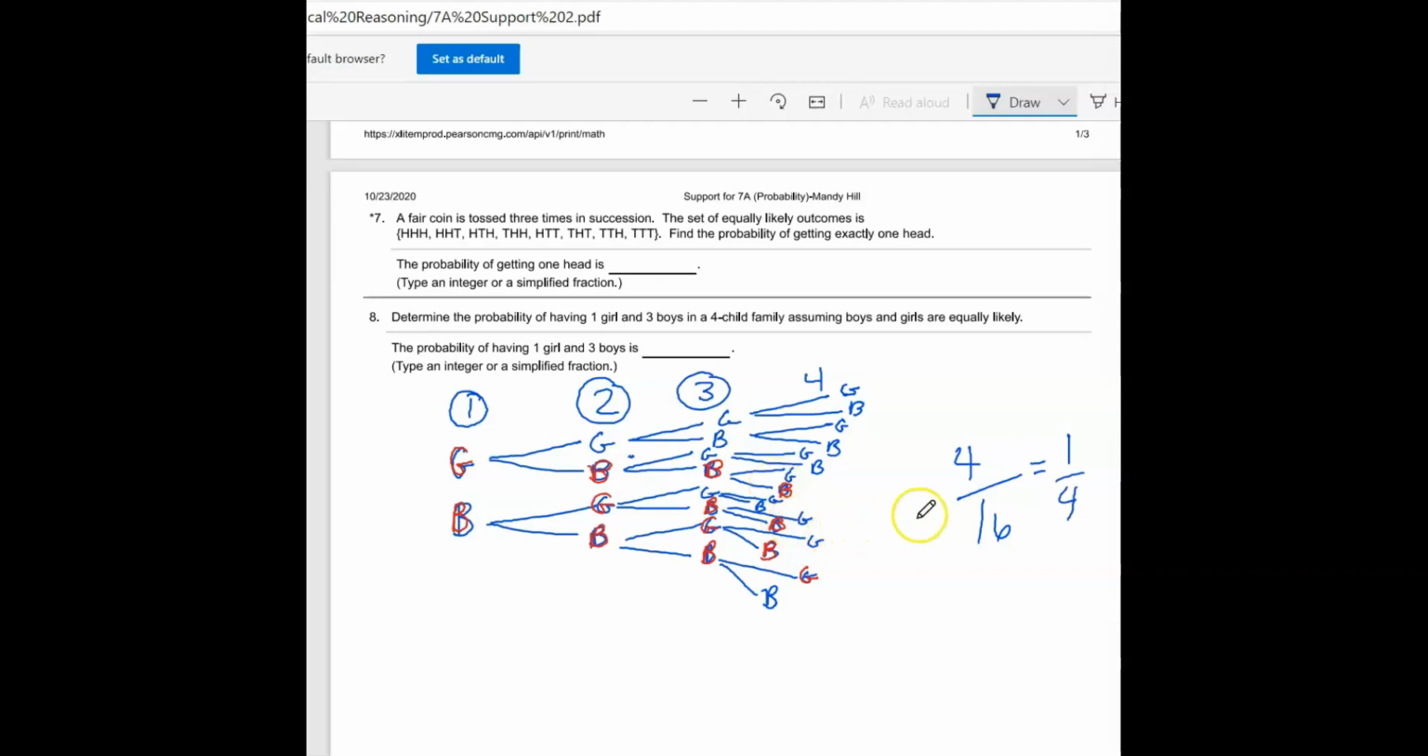Okay, so if order doesn't matter, it's going to be 1/4. If order matters, it's going to be 1/16 like we did before. If you have a girl first, then all boys. And in this problem, they did not tell us the order mattered. So that's the end of support for 7A.